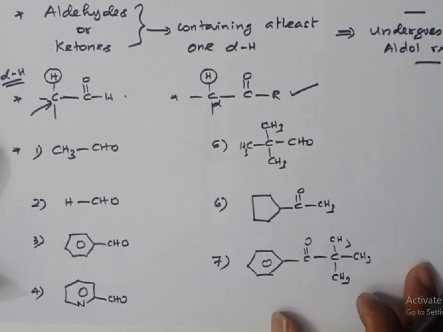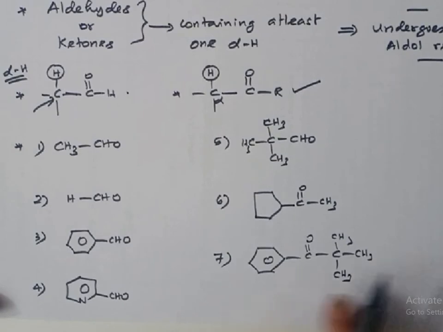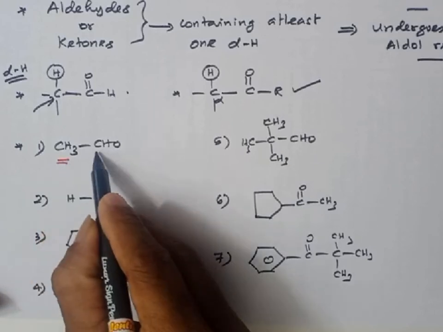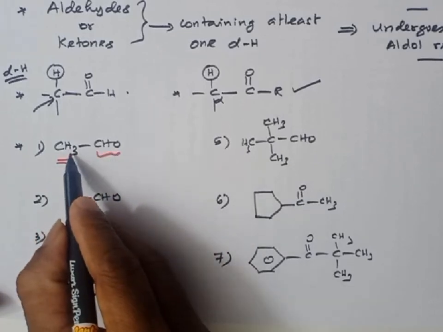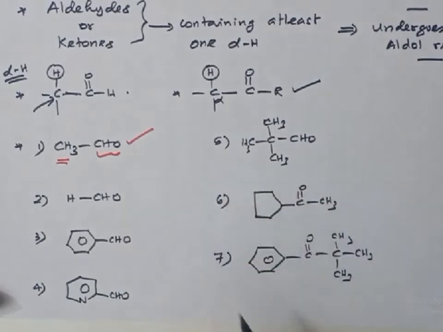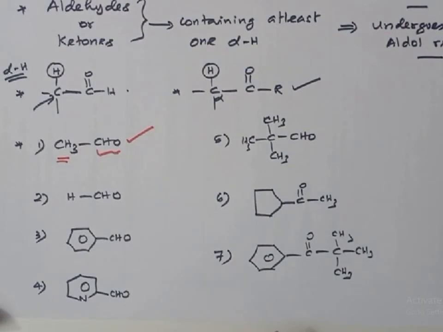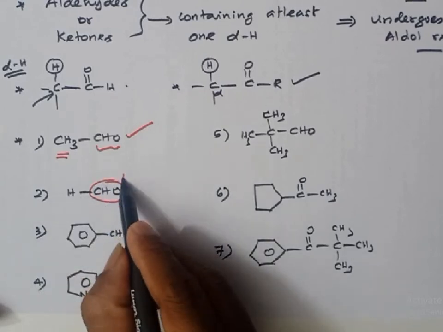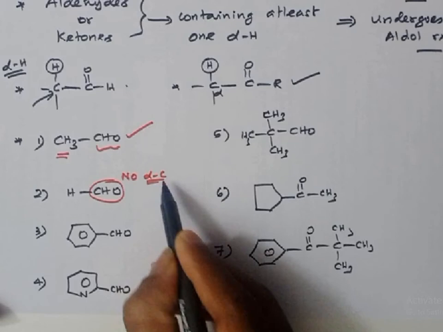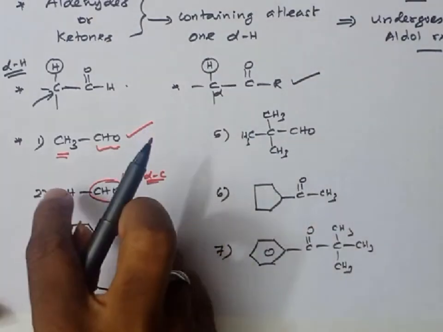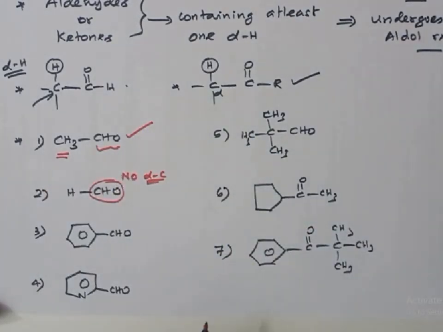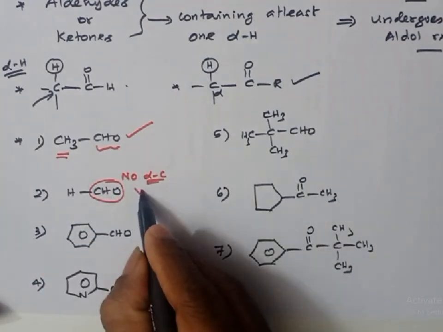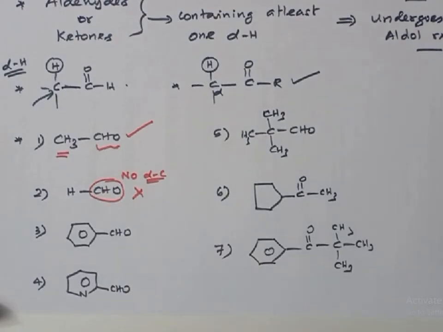Now, look here. See this compound. This is the aldehyde group, and this is the alpha carbon, which contains hydrogen. Therefore, this compound undergoes Aldol reaction. See this compound, we have an aldehyde group, but there is no alpha carbon at all. If you have an alpha carbon, only then do we have to see whether alpha hydrogen is there or not. So definitely formaldehyde does not undergo Aldol reaction.